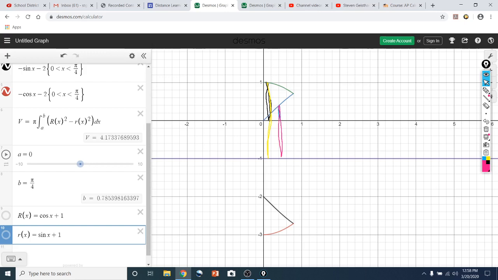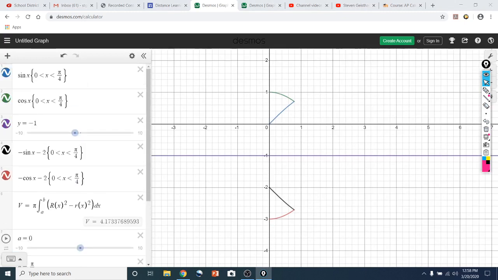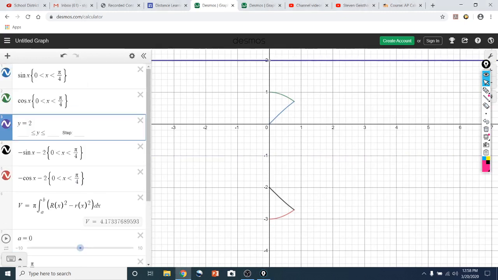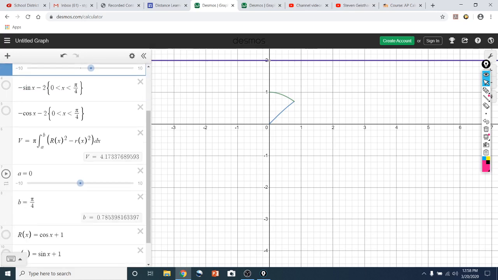If we wanted to do something like rotate this around the line y equals 2, we could do that as well. Same idea. The difference will be that now the big radius is to sine. So we're looking for this distance right here. And that's going to be 2 minus sine.